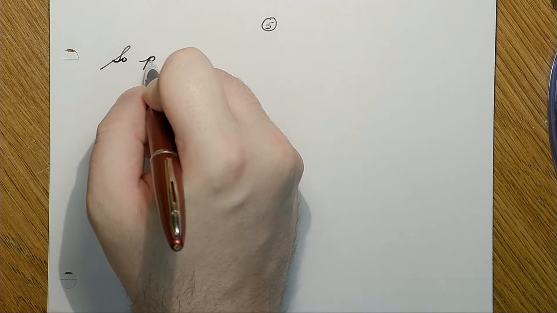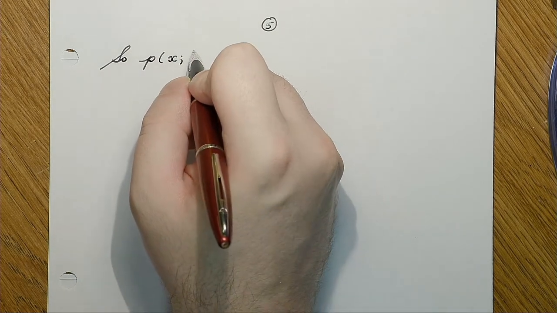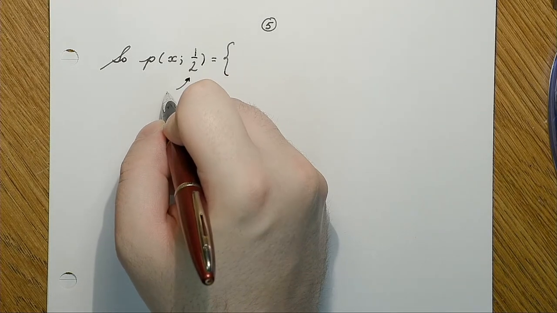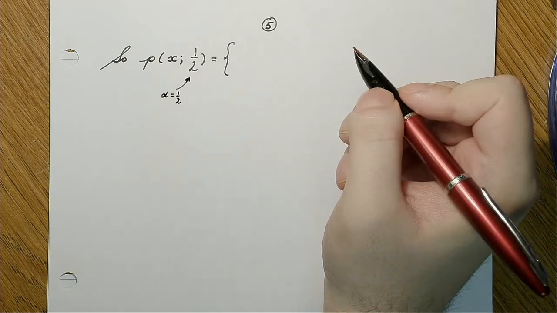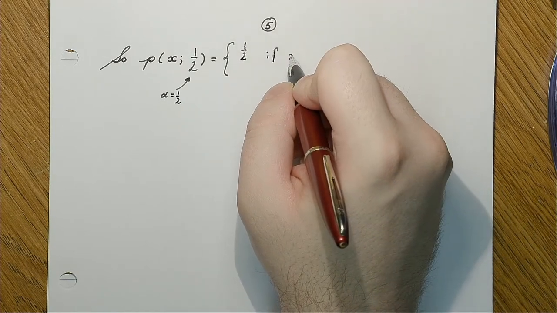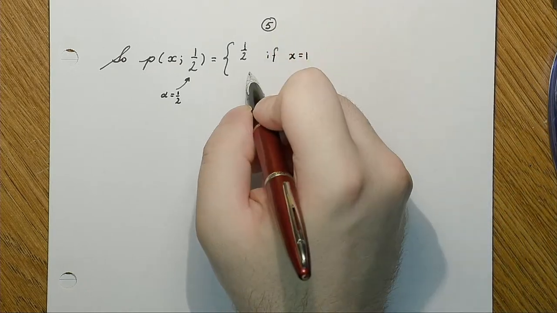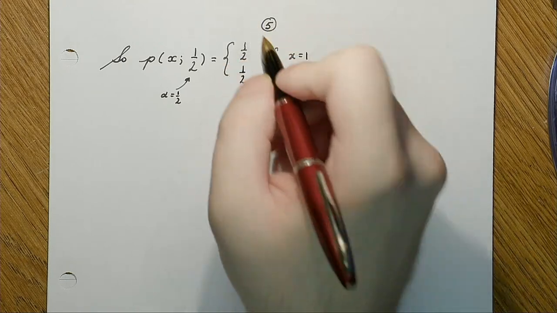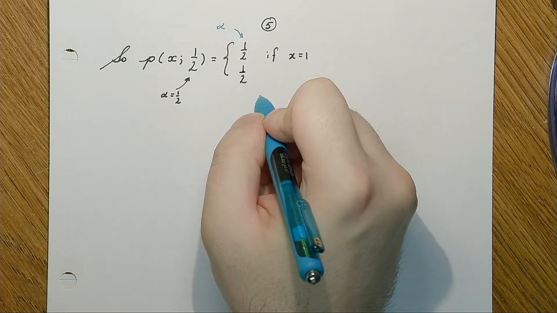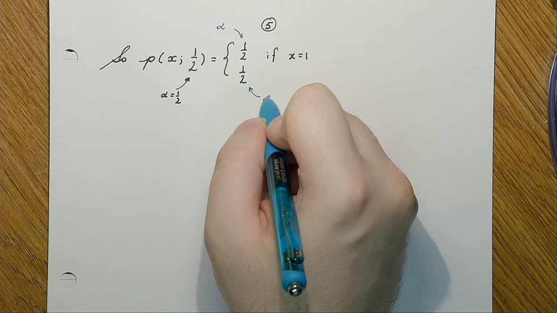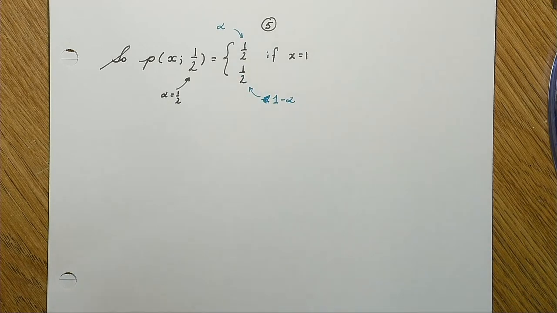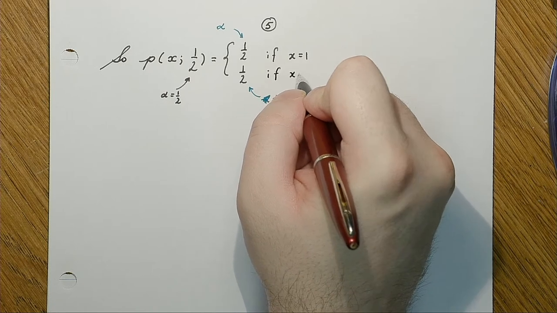So for example, if I used p(x; 1/2), well, in this case, that's my alpha. So it would be alpha, so that's 1/2 if x is equal to 1. And over here, that's just alpha. Over here, that should be 1 minus alpha. So 1 minus 1/2 is equal to 1/2, if x equals 0.